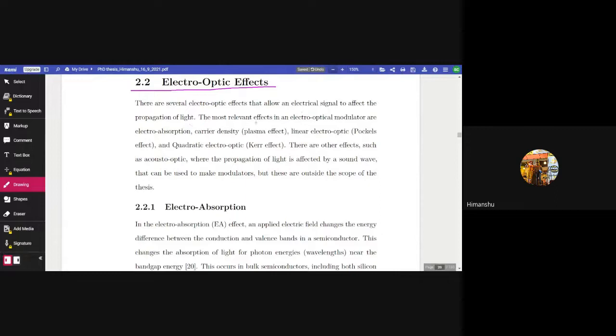The most relevant effects in an electro-optical modulator are electro-absorption, carrier density or plasma effect, linear electro-optic or Pockels effect, and quadratic electro-optic or Kerr effect. There are other effects such as acousto-optic, where the propagation of light is affected by a sound wave, that can be used to make modulators, but these are outside the scope of this thesis.